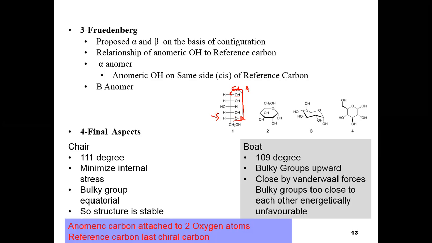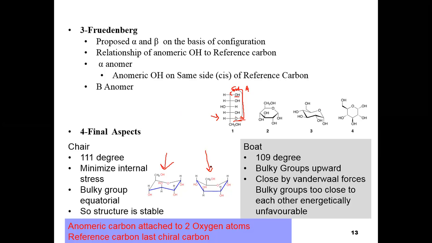While the boat structure is not a stable structure, it contains 109 degree angles between the carbon atoms. Bulky groups are present upward of the molecule and close to each other because of the van der Waals forces. They are so close to each other that internal stress can be present, so the structure is unfavorable. This is the chair structure of the molecule, and this one is the boat structure.